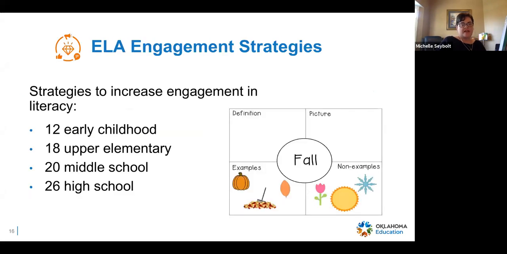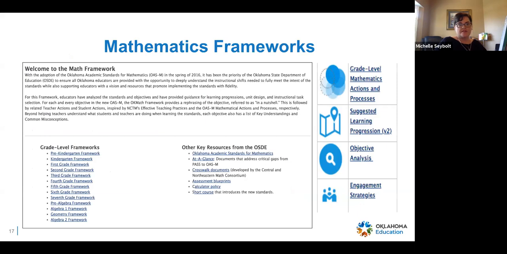There are also ELA engagement strategies included. There are 12 early childhood, 18 upper elementary, 20 middle school, and 26 high school. What I want to say about the engagement strategies is that these were written by teachers in our state. These are strategies that are used daily in classrooms and work well. So this is also a great resource to engage all of our learners, especially our ATSI designated subgroups. We are now going to move into mathematics frameworks. Leslie is going to take us through math, science, and social studies.